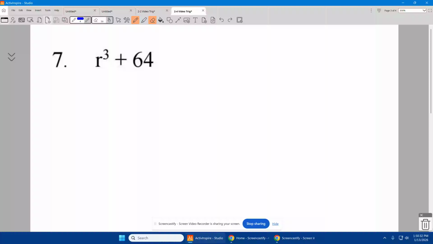Number 7 wants us to factor this r cubed plus 64. Well, I notice they're both perfect cubes. So this can be factored down to a binomial times a trinomial. The binomial piece is simply take the cubic root of that.